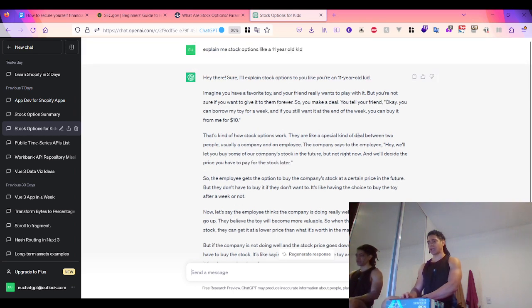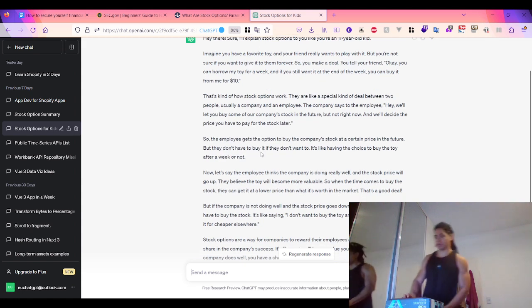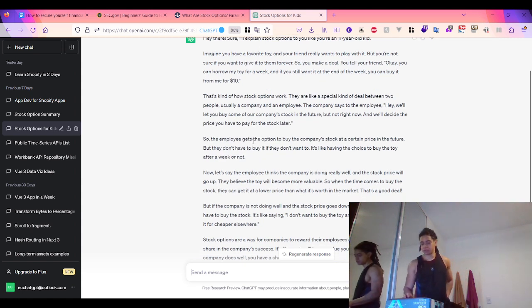They're like a special kind of deal between two people, usually a company and an employee. The company says to the employee, we'll let you buy some of our company stock in the future, but not right now, and we'll decide the price you have to pay for the stock later. The employee gets the option to buy the company stock at a certain price in the future, but they don't have to buy it if they don't want to. It is like having the choice to buy the toy after a week or not.